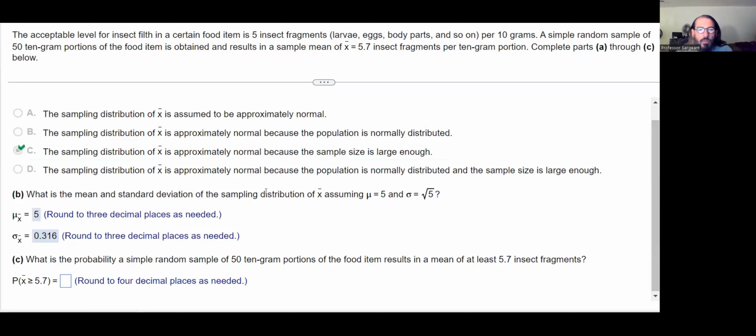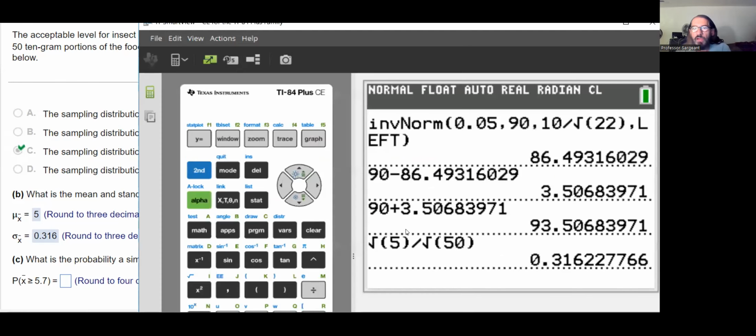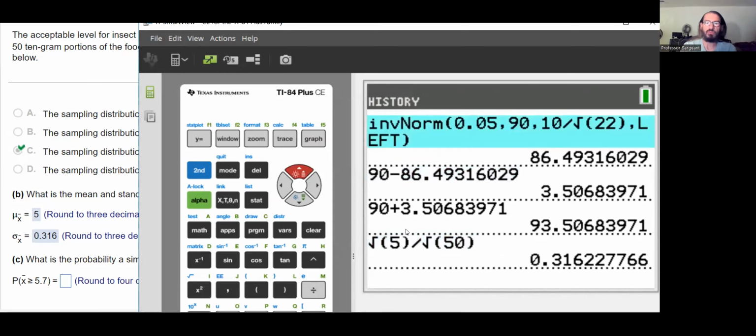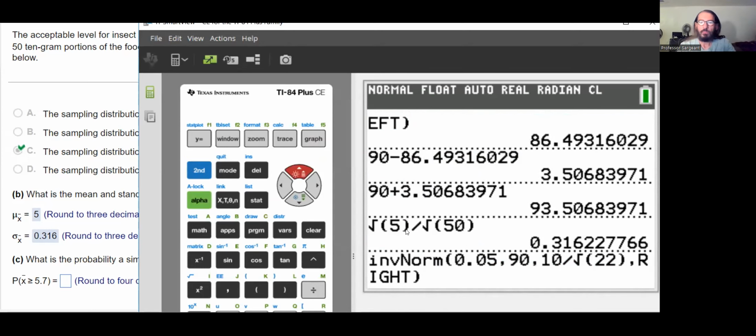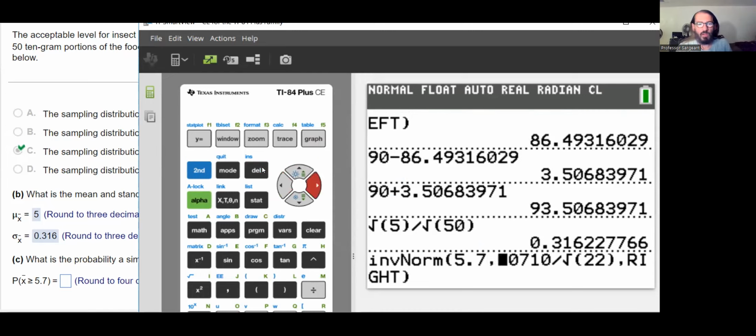So what is the probability that we would get a simple random sample of 50 of these with at least 5.7? That's going to be shaded to the right again when we say at least. So now we had a finite lower bound of 5.7. It would help to make a drawing there to make sense of that. You'd be shading to the right when you say the word at least. And then the shading would continue to the right.